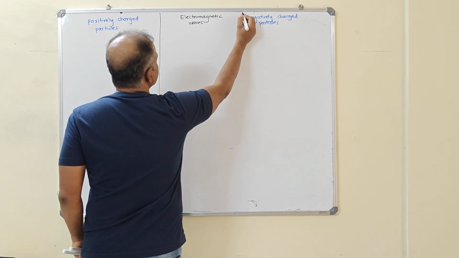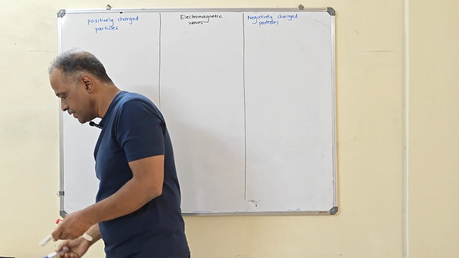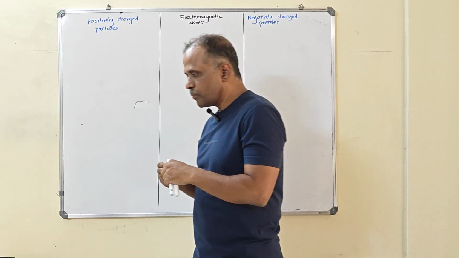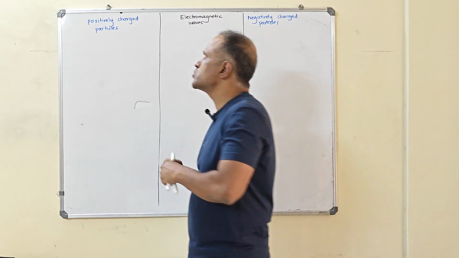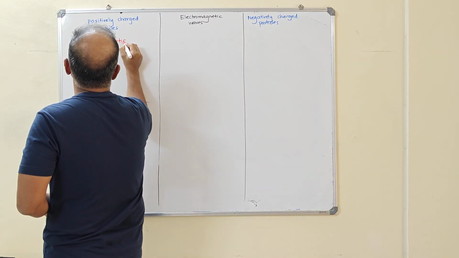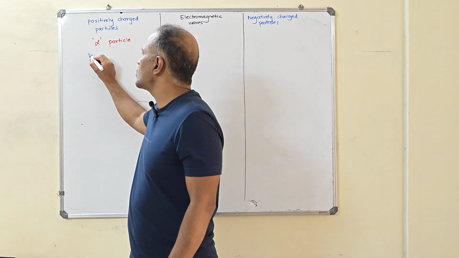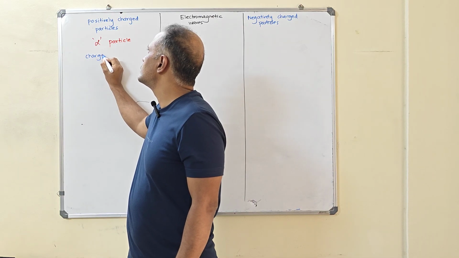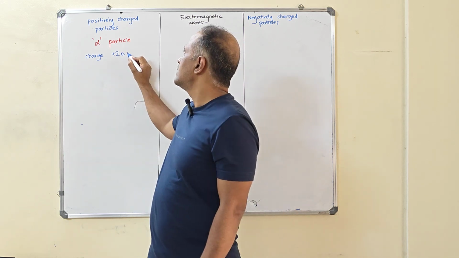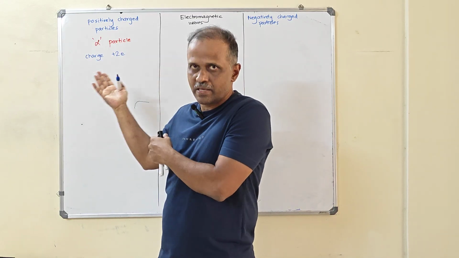So let us study all these three in brief. Today we will have only the outline of how these radiations are. The positively charged particles were also called alpha particles. Now what is an alpha particle? As you know, it has a charge of plus 2 electron charge. The charge on an electron is 1.6 into 10 raised to minus 19 coulomb, and into 2, and that is plus.